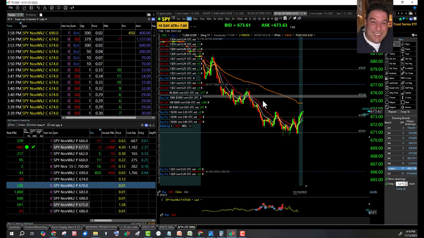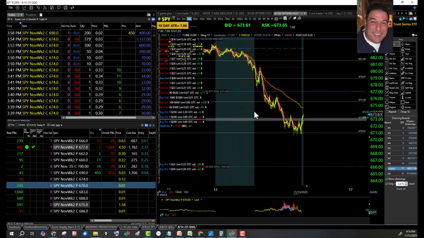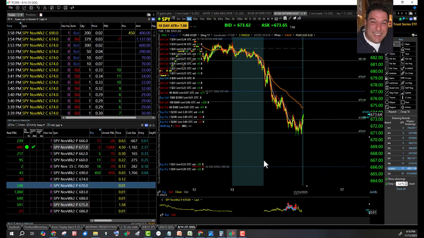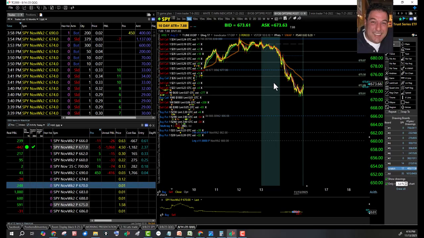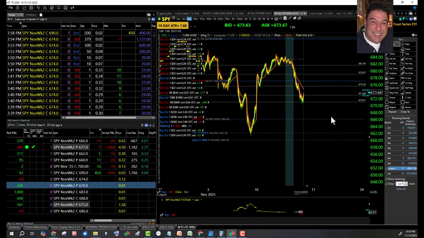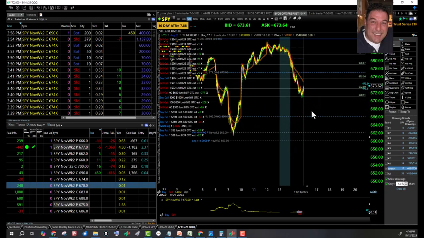All right, and they went through a lot of support areas. I mean, all these green lines were targets and support areas for price to bounce off of. And you can see right here's the first one. They failed that one. They failed this one, and this one. So just nothing but failing the support, actually coming down to try and test some major support eventually here, if they keep this up.